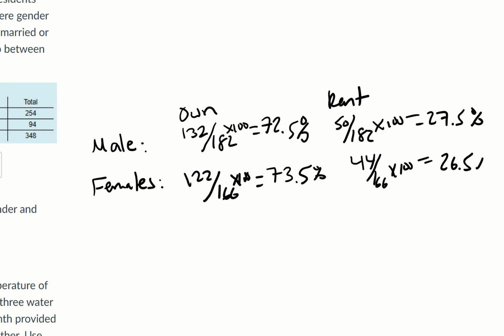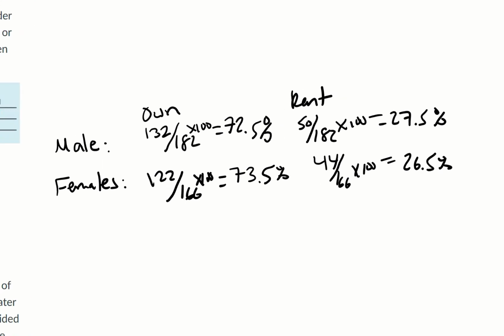About 26.5%. So it looks like these percentages are pretty close to each other. So normally you would say no association. However, it does look like it's slightly more skewed towards females for owning based off of this study alone. And so we'll say that there is a slight association. So if you're a female, you're slightly more likely to own as opposed to a male. Although it's very, very small. This is a very weak association.